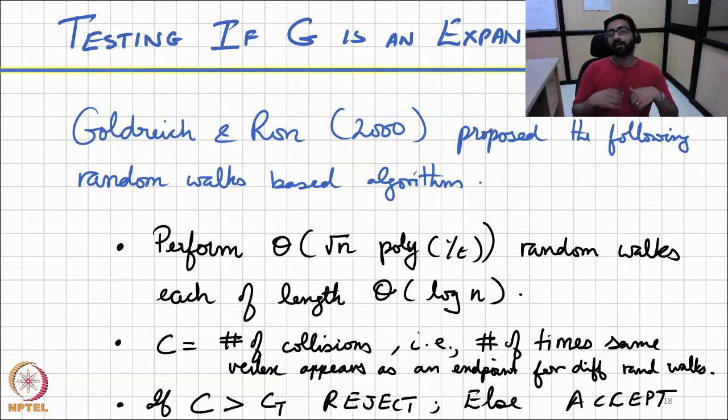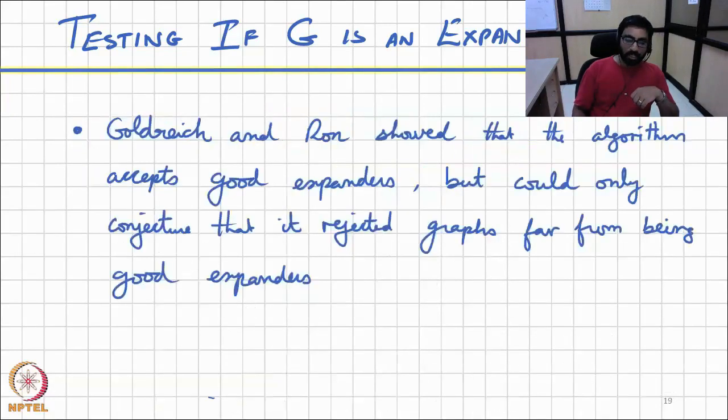So it's a very, very interesting algorithm, but Goldreich and Ron were not able to say much about it. They were able to say that the algorithm accepts good expanders, and this is fairly straightforward because for good expanders, these random walks are going to be completely mixed, which means that their distribution is going to be very close to the uniform distribution, and the number of random walks is chosen so that it's just shy of the threshold for significant collisions to take place. So you will not find too many collisions.